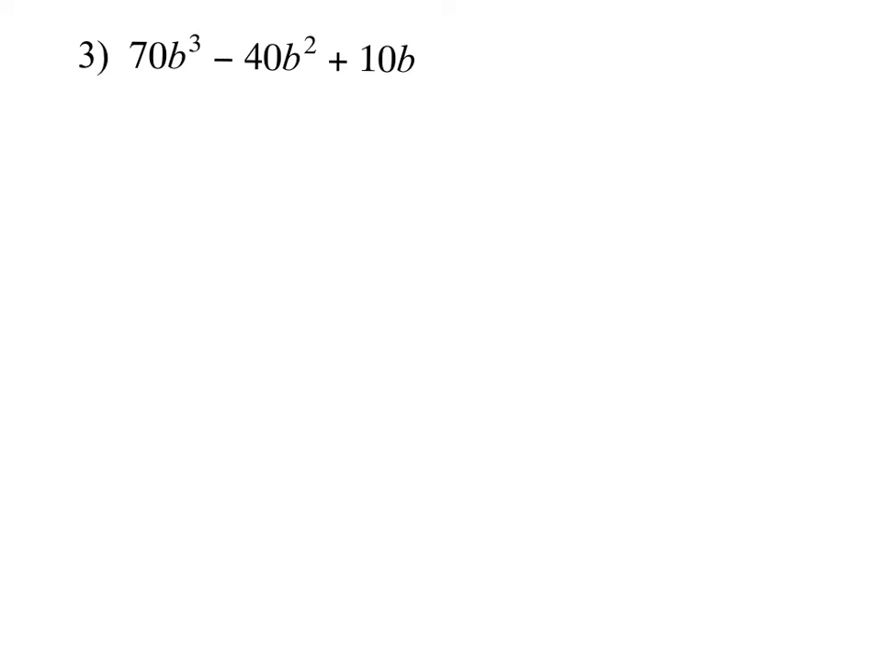All right, in this next example, we're going to look at a problem that has a GCF that is both a number and a variable, because it can be a combination of the two, okay? So we've got to find a number that goes into 70, that goes into 40, and that goes into 10. And you do have a nice little hint here because they all end in 0.